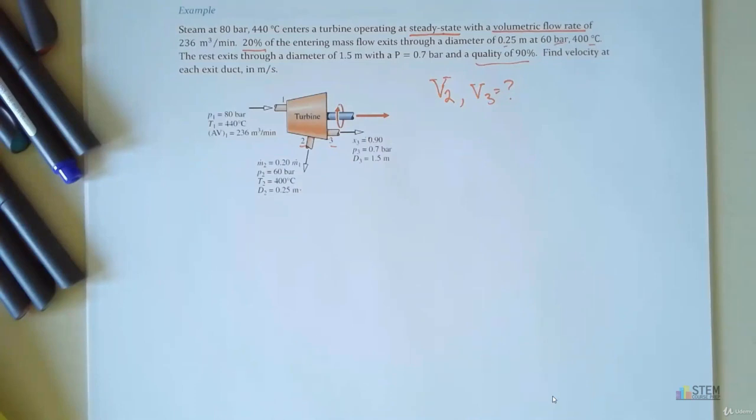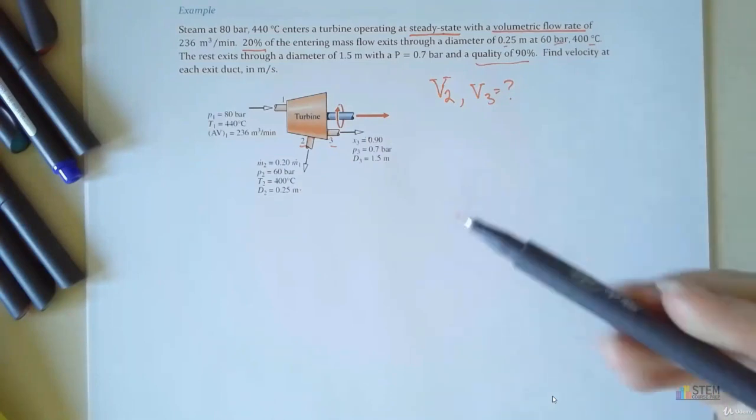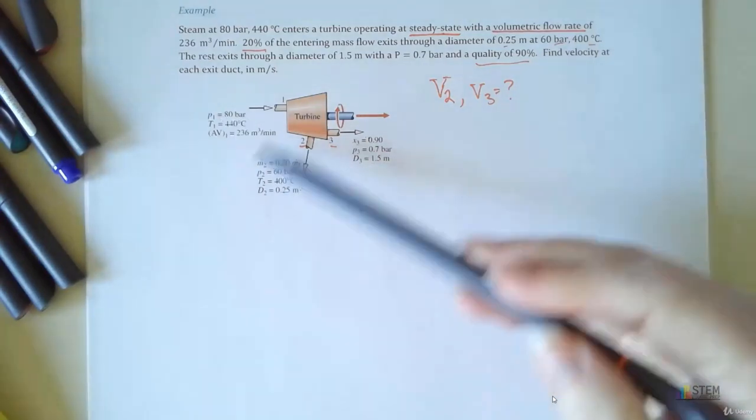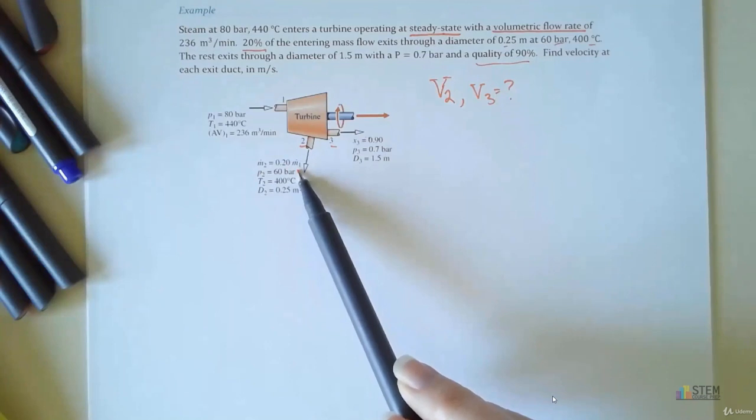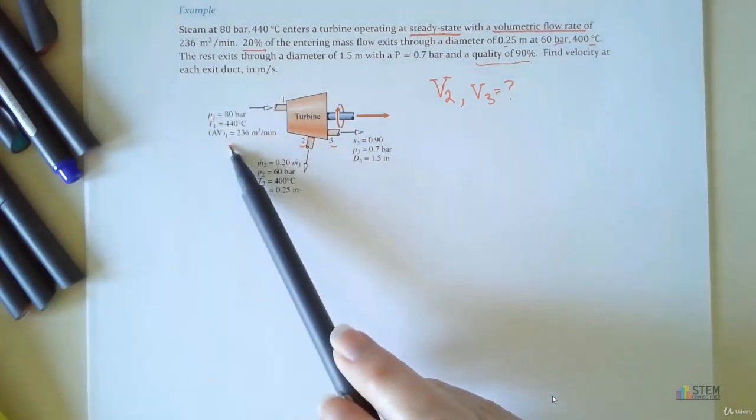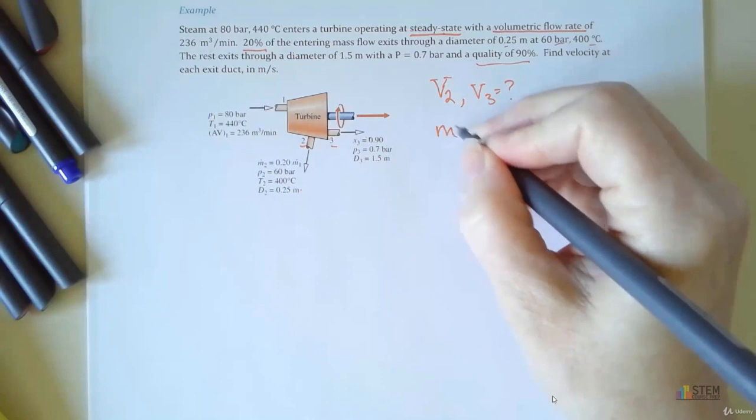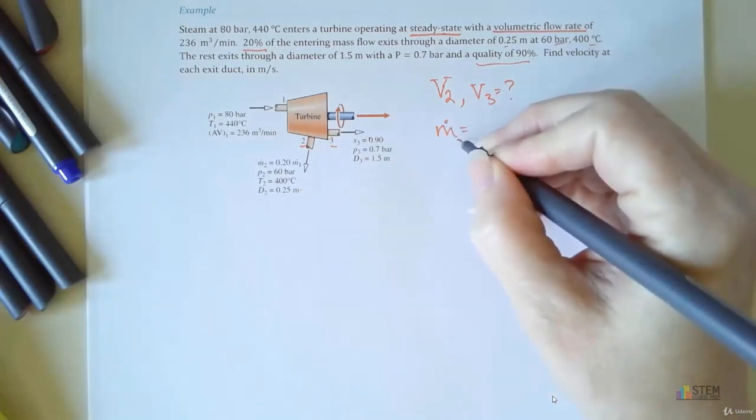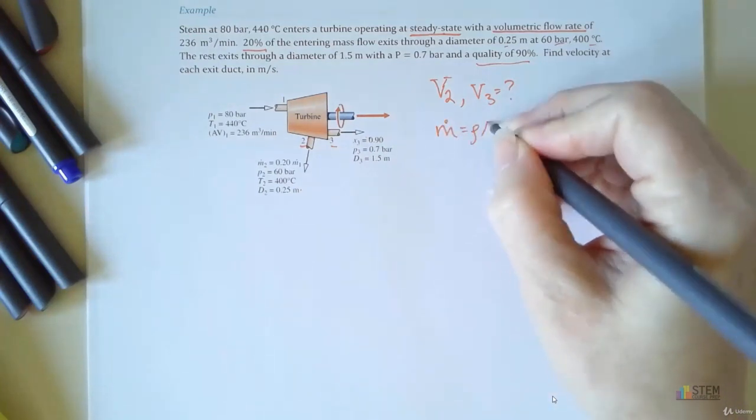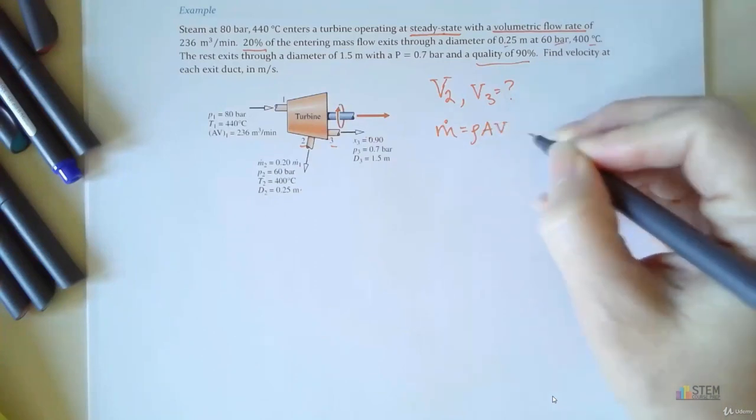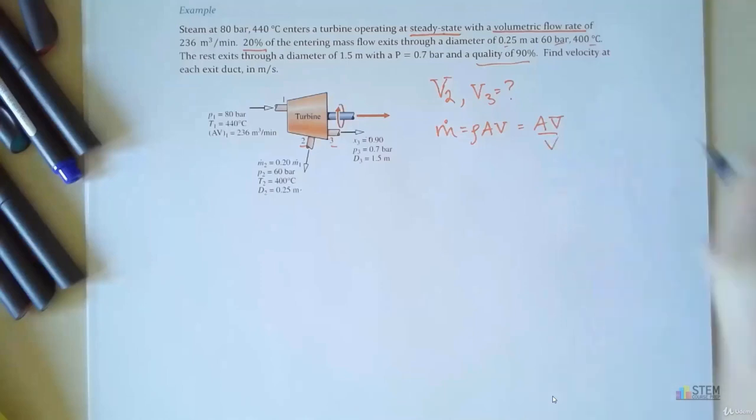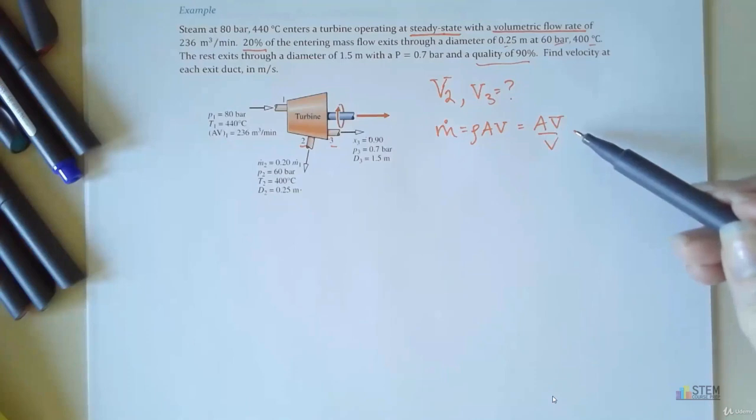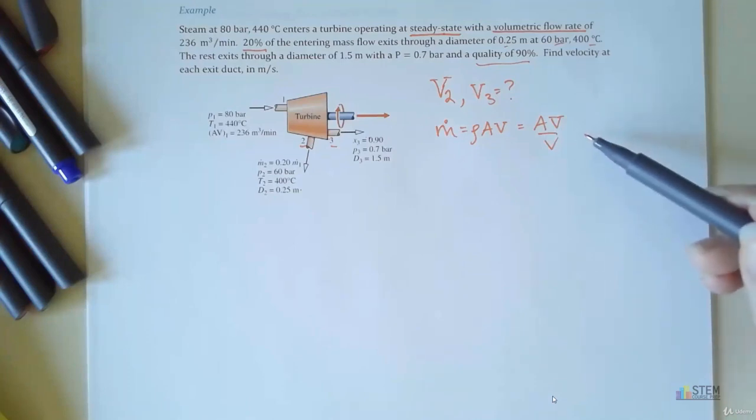That's what we're looking for. Next, let's write down some of our equations. We've got all these mass flows that we're talking about. We know M2 dot is 0.2 of M1 dot. We don't know what M1 dot is, so let's write down an equation for that. Remember, the M dot equation is rho AV, where V is velocity, and that is also equal to AV over little v, or specific volume.